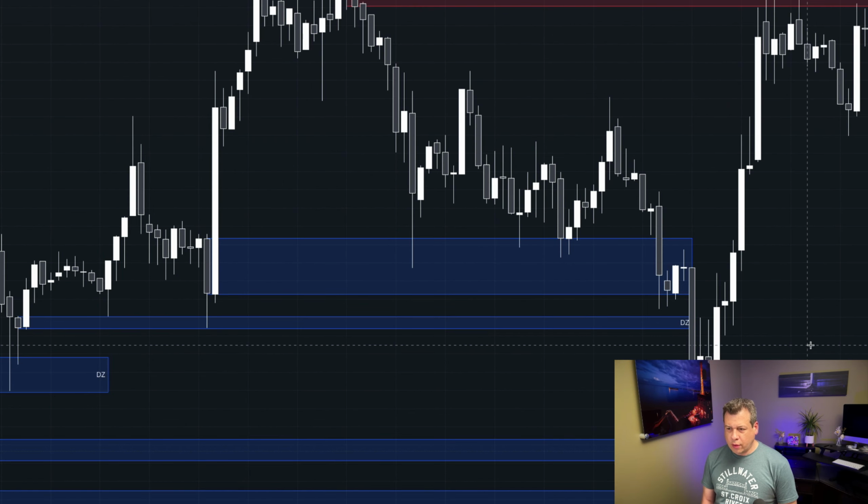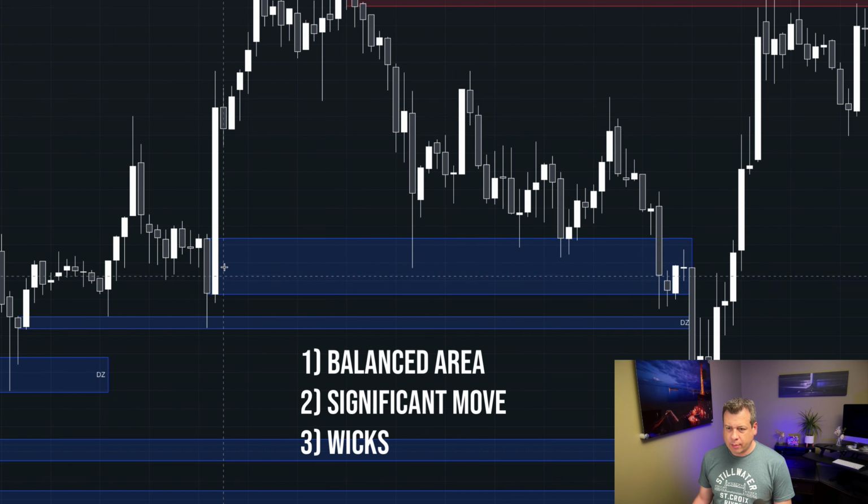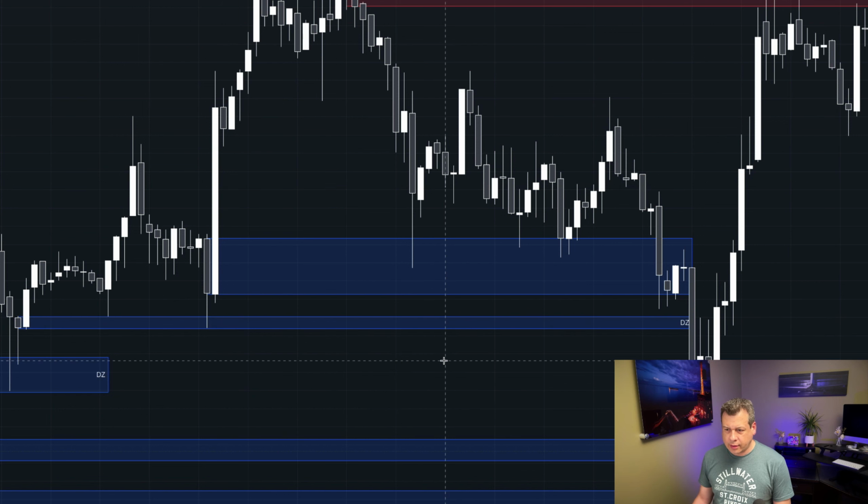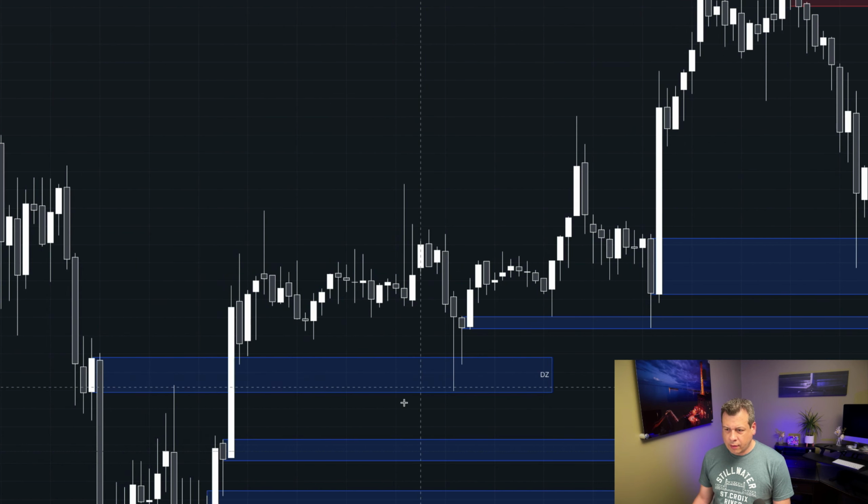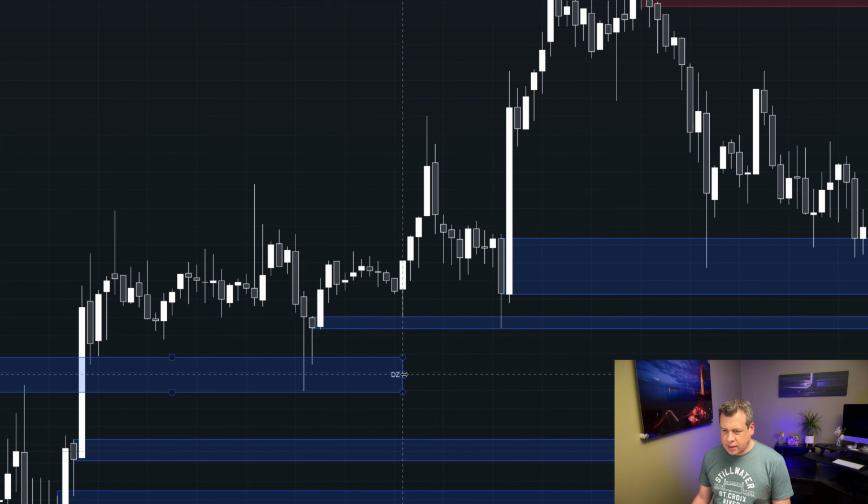So we talked about two of the three things that I look for. We talked about the balanced area with the candle bodies. We talked about the significant move that creates a gap. And the third thing that I look for are wicks. So if we go to the left over here, notice how we had this demand zone that created this wick that wicked into the demand zone here. We also have a wick that wicks into it as a supply zone right here. And this level hasn't been broken yet.